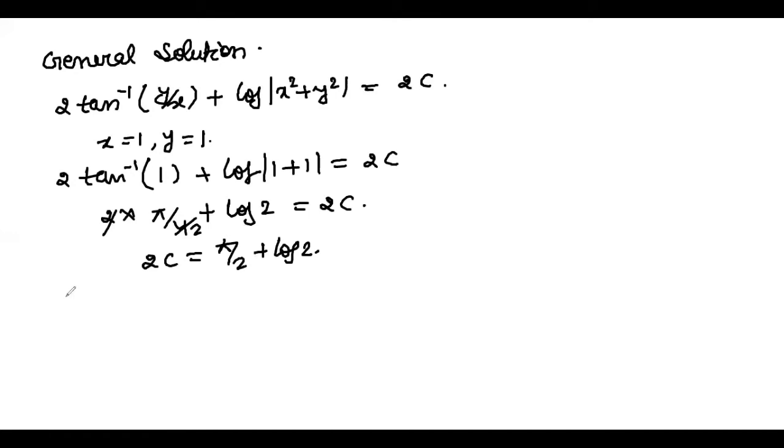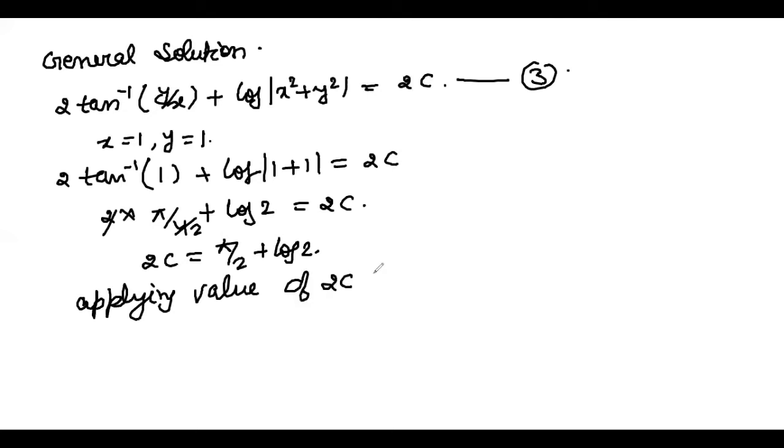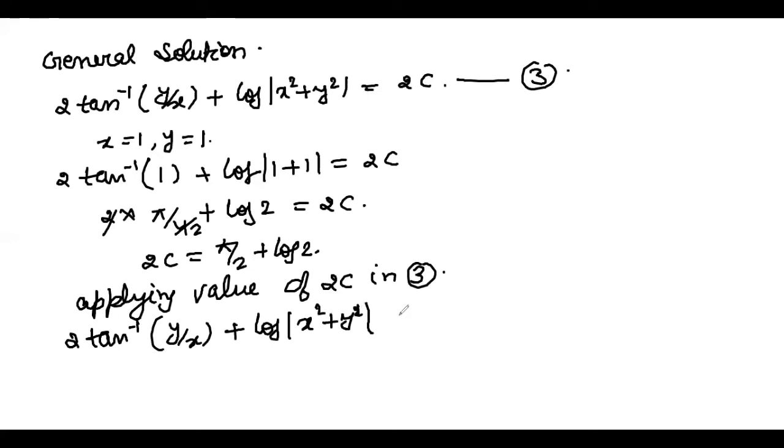Now we'll apply this value of 2c in equation 3. So applying the value of 2c in equation 3: 2 tan inverse y by x plus log of mod x square plus y square equals to pi by 2 plus log 2. So this is the required particular solution of the differential equation.